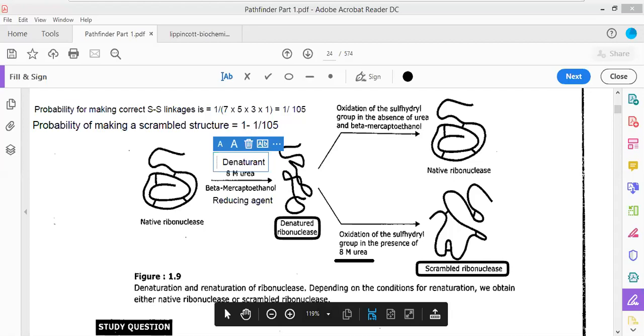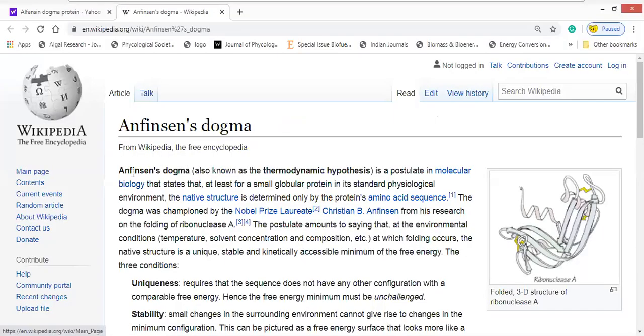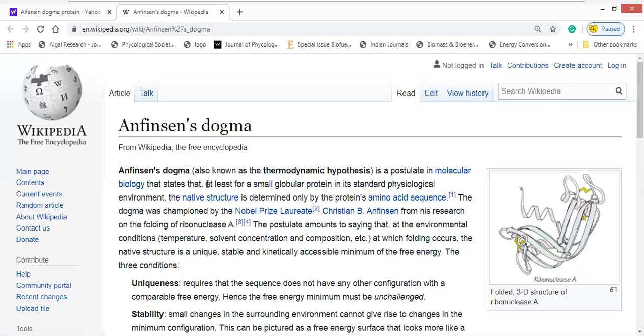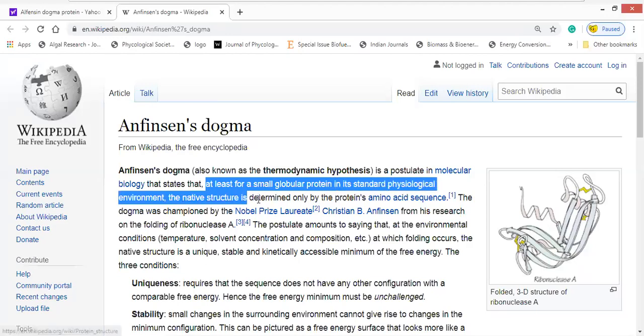Okay. So let me move to this page of Wikipedia. Now the Anfinsen dogma, which is a thermodynamic hypothesis, is a postulate in molecular biology that states that at least for a small globular protein in its standard physiological environment, the native structure is determined only by the protein's amino acid sequence.